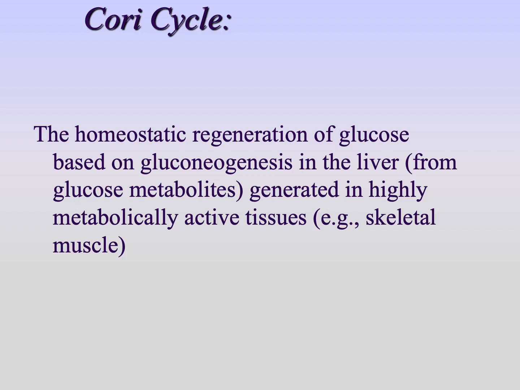The Cori cycle is the homeostatic regulation of glucose based off of the balance between glucose utilization, the formation of pyruvate and lactate, and the production of glucose from the liver via gluconeogenesis. And so if we look at the Cori cycle, what ends up happening is we start to produce lactate and pyruvate that gets released from the cell.